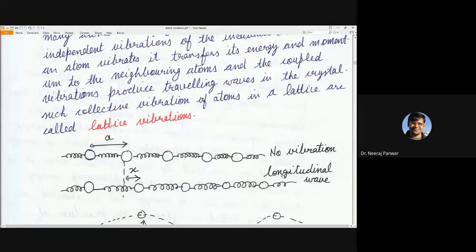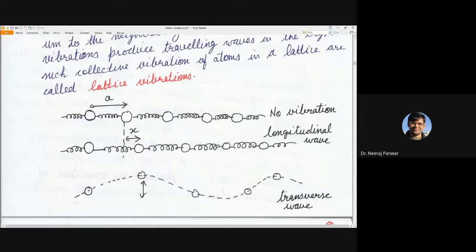So these are known as longitudinal vibrations, and the transverse vibrations are in the direction perpendicular to the direction of propagation of the wave. And we can have two perpendicular directions. Therefore, for example, if the wave is traveling in the x direction, we can have vibration along the y direction, or we can have vibration along the z direction. So there are two components of transverse vibrations of the lattice.